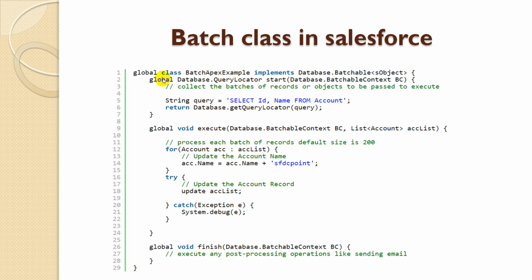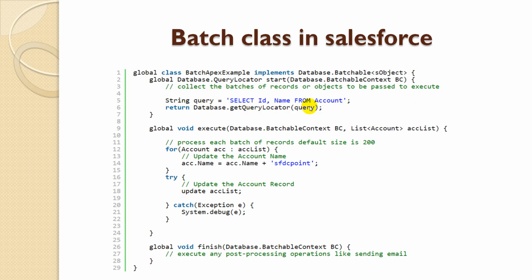As you can see, we have global class BatchableApex, like the Apex example. Implements, this is an important keyword, Database.Batchable<SObject>. After that we have the start method, where we use global Database.QueryLocator start(Database.BatchableContext BC). It collects the batch of records or objects to be passed to the execute method. So in this, we want a string query: select Id from Account. Return Database.getQueryLocator.